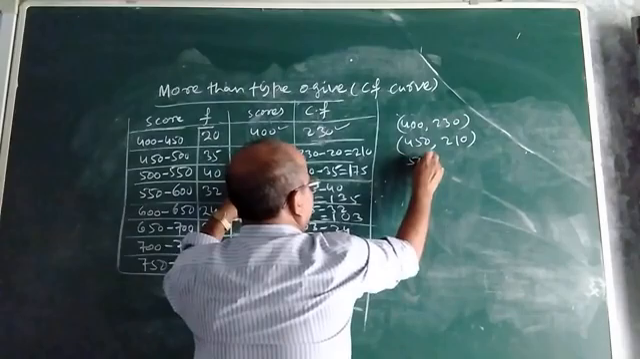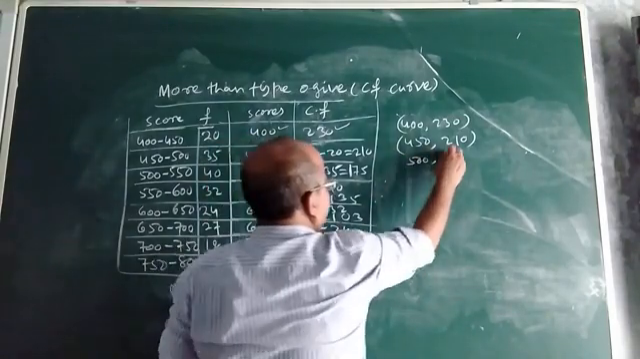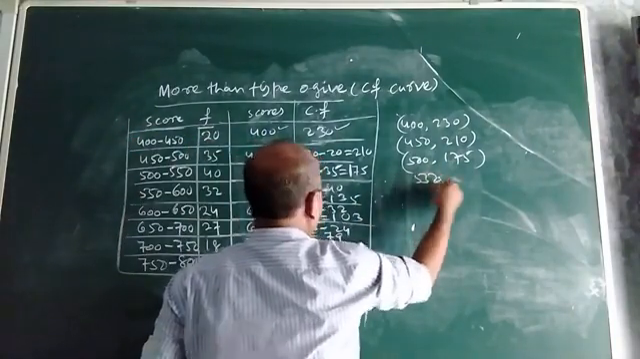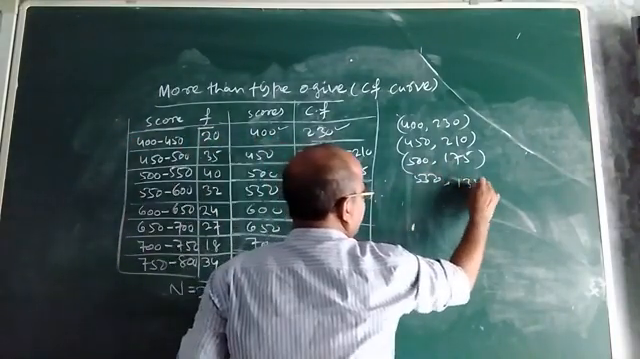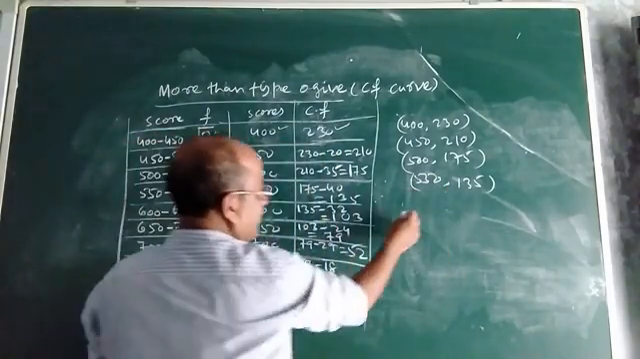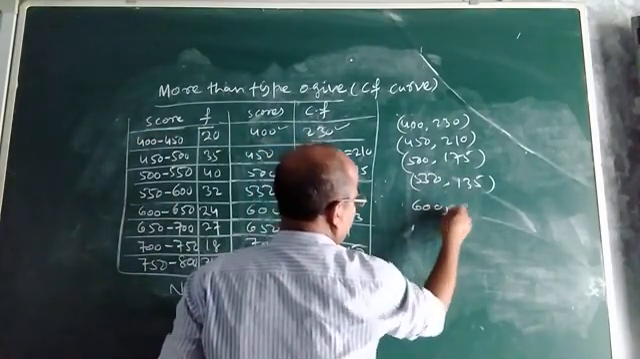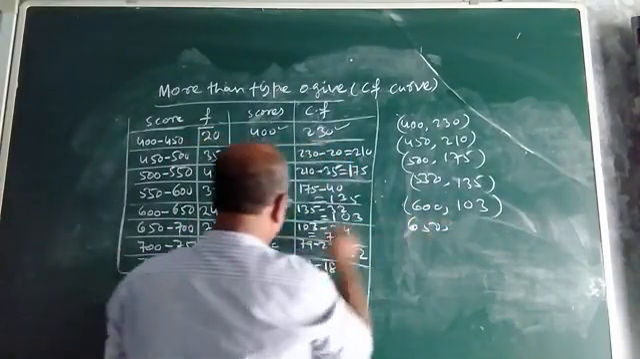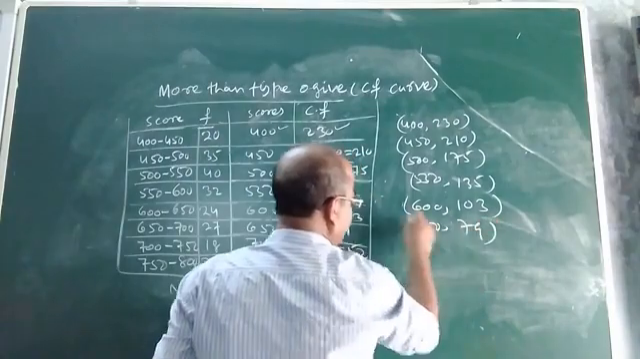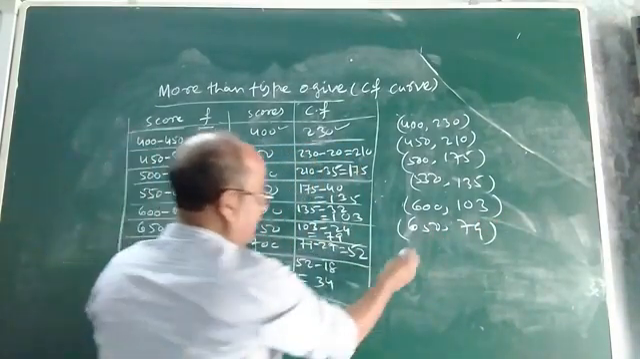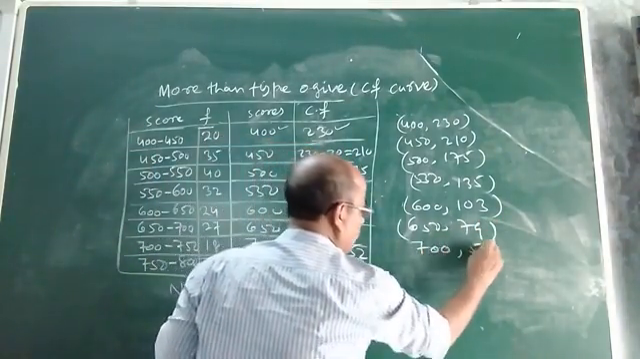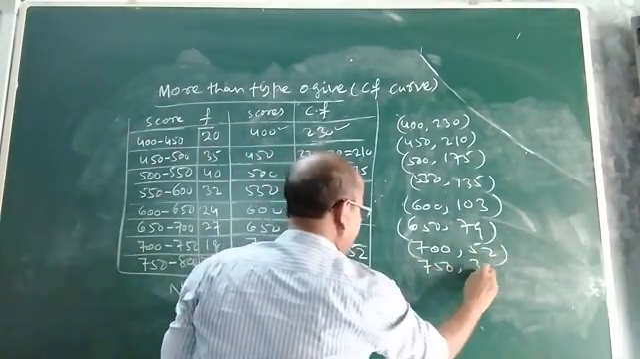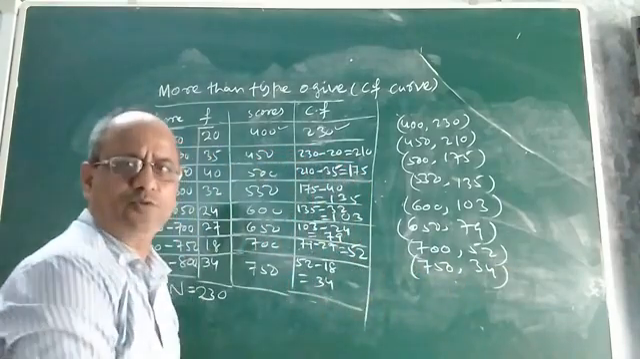Then 500. This is the lower limit. 175 is another point. Then 550, you see, then it is 130.5, another point is 600, it is 103, then 650, then it is 79, then 700, it is 52, then the last is 750, then 32. So these are the points which we need to plot.